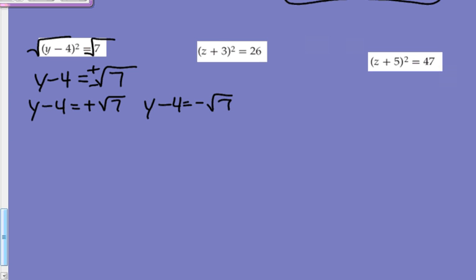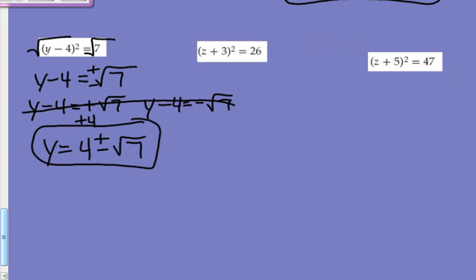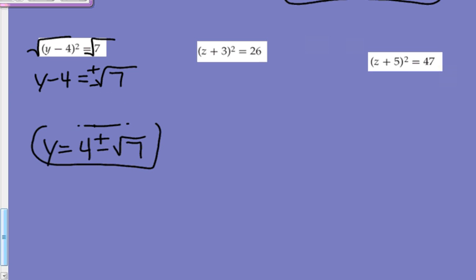But here's a shortcut. Instead of writing it twice, when you add the 4 over, it'll be a positive 4. So just write it like this. The answer for y could be 4 plus or minus the square root of 7. Just keep that plus or minus there. You can totally forget this middle step and write your answer just like that. I'm going to show you again. Give me some room here. That middle step out of the way.